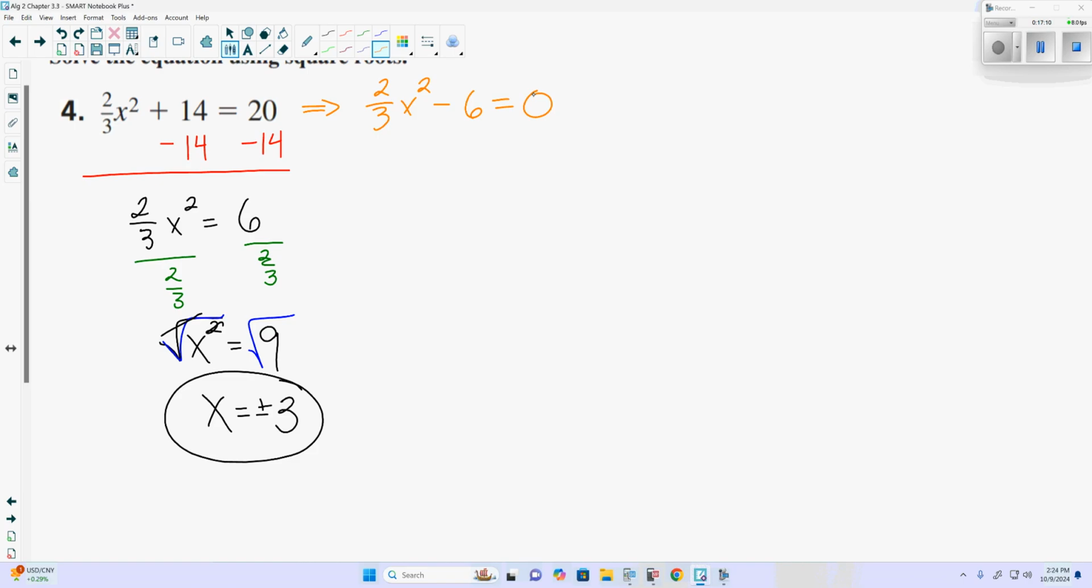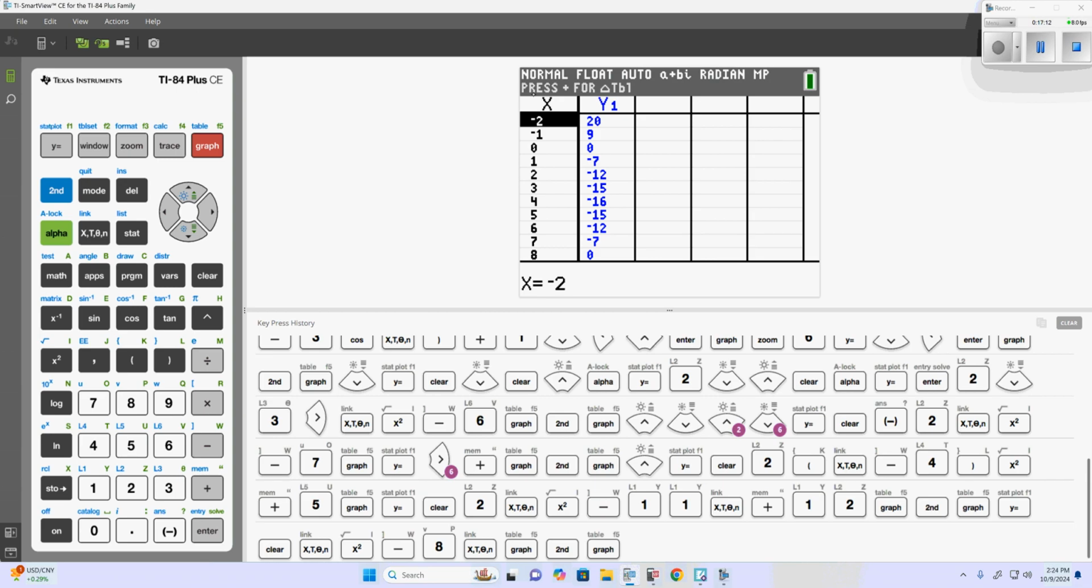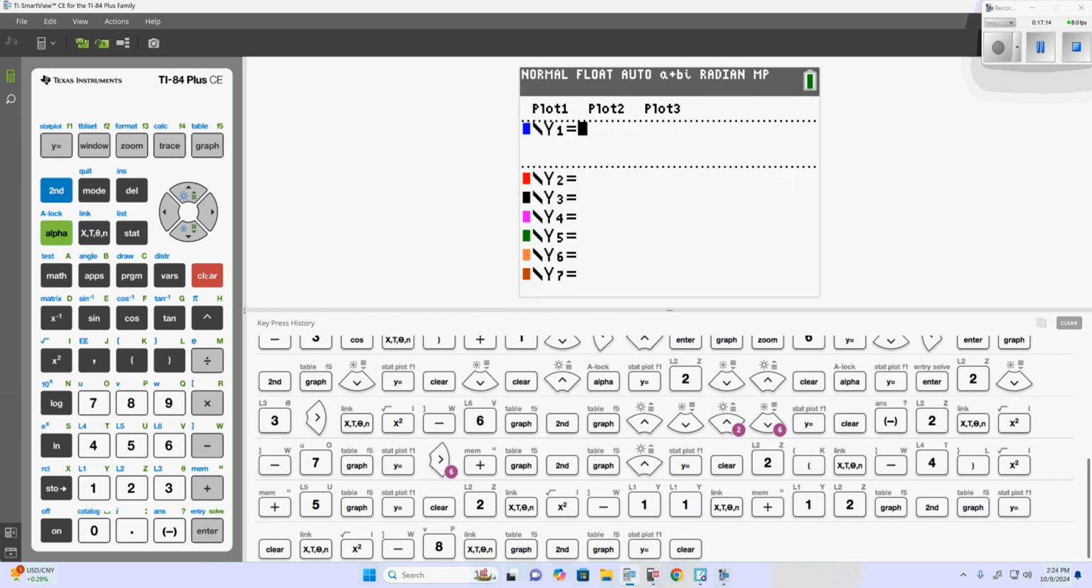Okay. Grab the graphing calculator. Y equals, figure that out. So y equals enter 2/3.